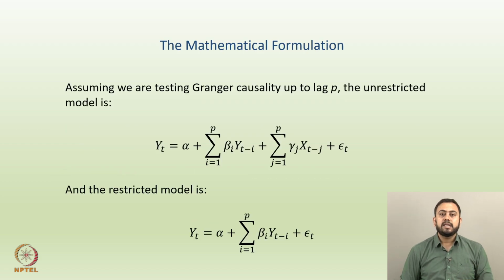Now, assume we are testing Granger causality up to a certain lag, let us say p. We will fix some lag p, and up to that lag p we will be testing whether Granger causality exists or not. Then the unrestricted model is this: yt equals some intercept alpha plus the first summation, i going from 1 to p, beta i into yt minus i, plus the second summation, j going from 1 to p, gamma j into xt minus j, plus epsilon t. I am pretty sure that this equation might seem difficult, but understanding each and every part is not that difficult.